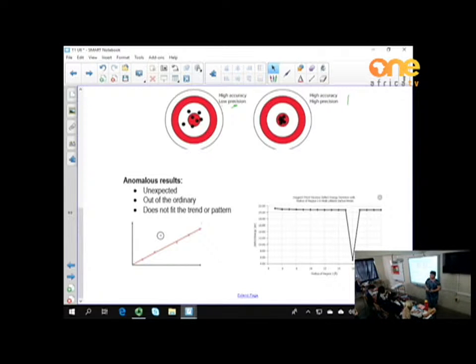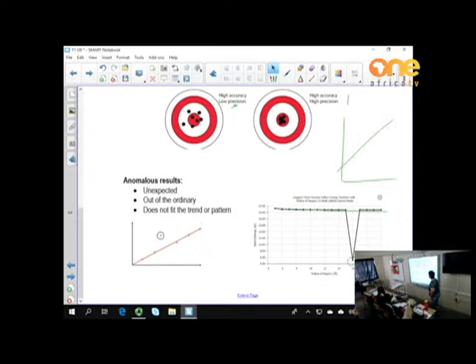You can try and retake the reading. Sometimes it does solve that one. Sometimes it's not always possible to go back and retake the reading, because you take your readings and then the next day you plot your graph. So maybe it's not possible to go back.